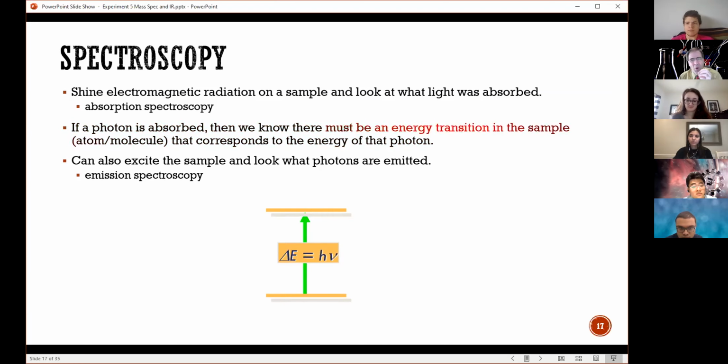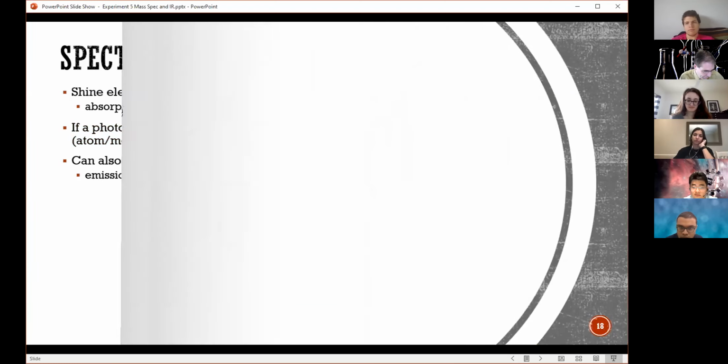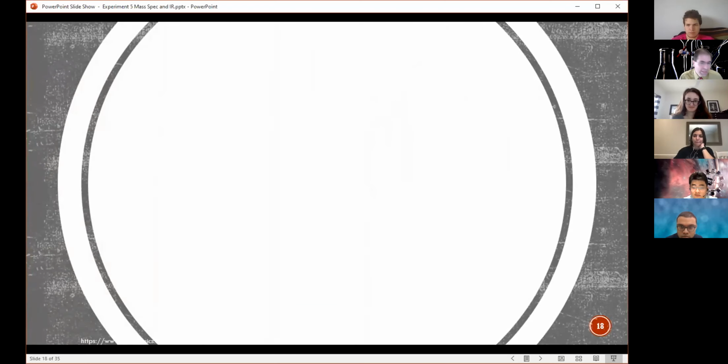So I'm hoping that's pretty obvious, but it is an important thing: if that photon was absorbed, the molecule had to change energy in that way. So now I can know something about the energy of the molecule, or how my molecule is put together. That's a little background theory, but it's an important one to remember.